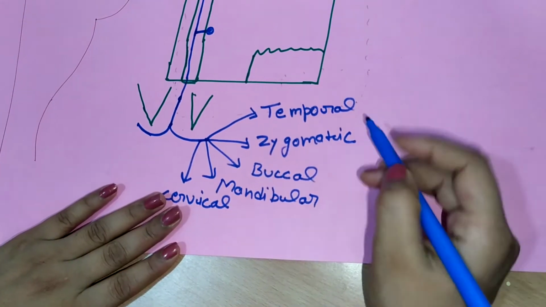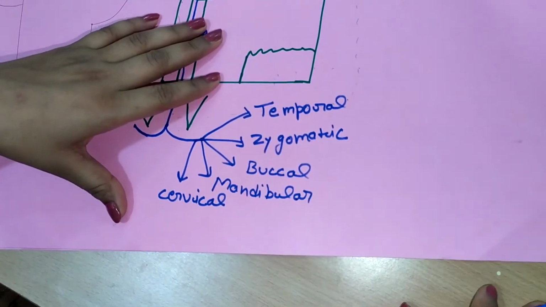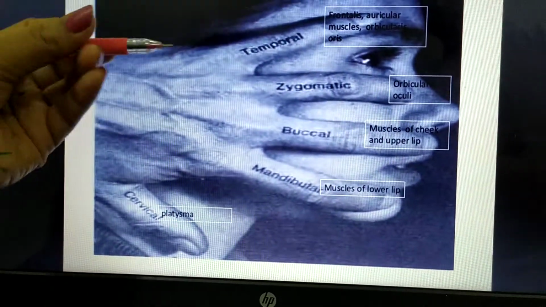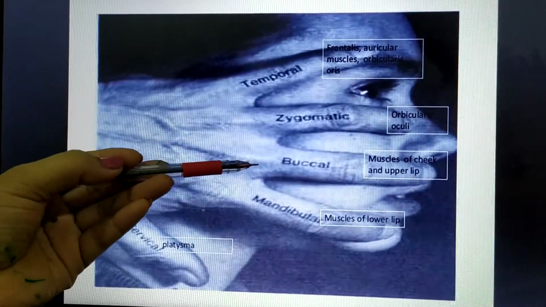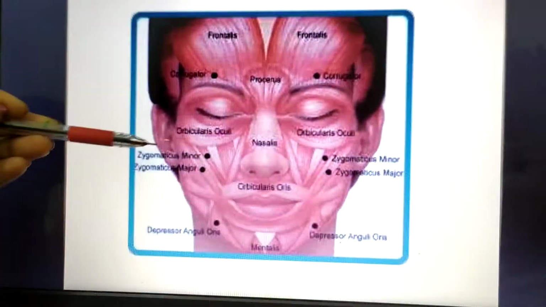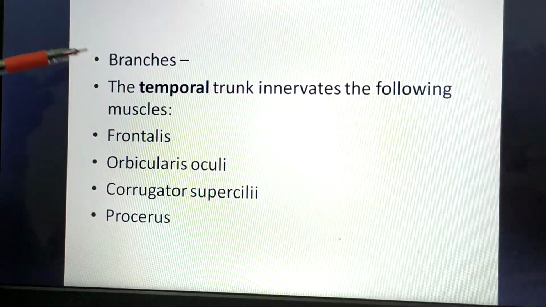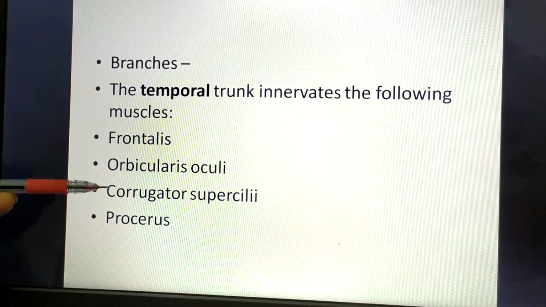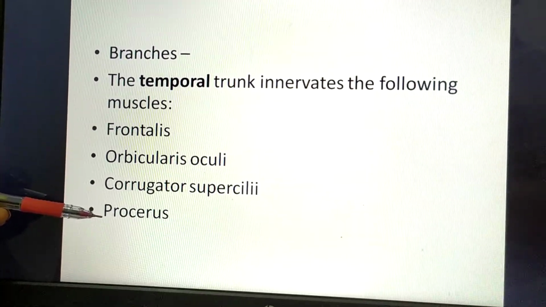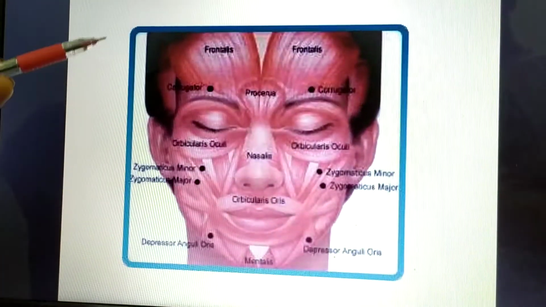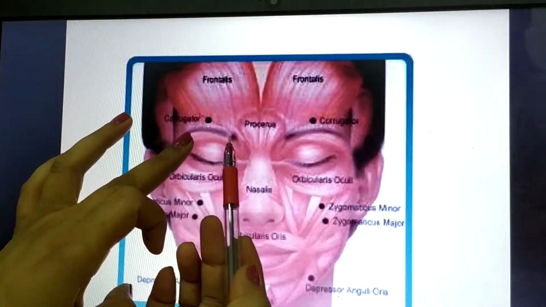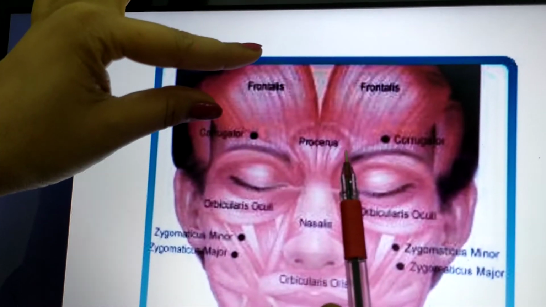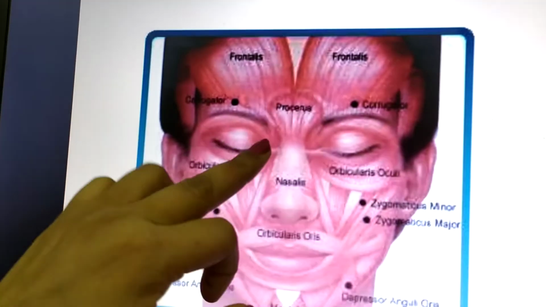Now I will tell you which muscles are supplied by all these branches. These are the 5 branches: temporal, zygomatic, buccal, mandibular and cervical. The temporal branch, which is the uppermost branch, supplies the frontalis, orbicularis oculi, corrugator supercilii and procerus. This is corrugator supercilii here. This is the procerus muscle. This one is frontalis, which is part of the occipitofrontalis muscle, and orbicularis oculi.